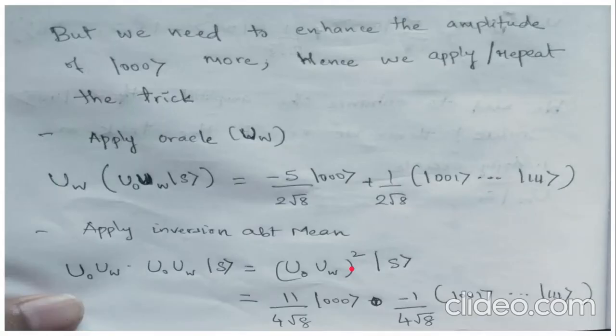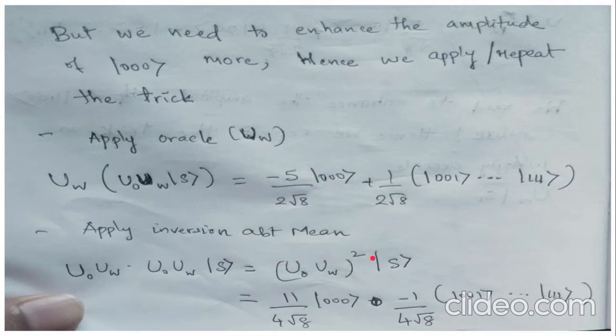But is it enough? We can still apply the same trick and increase the amplitude more, so that we get 000, our winning state, more number of times. That is, increase the probability of 000. So we once again apply the same trick. We once again apply the oracle, then the sign of the winning state changes.